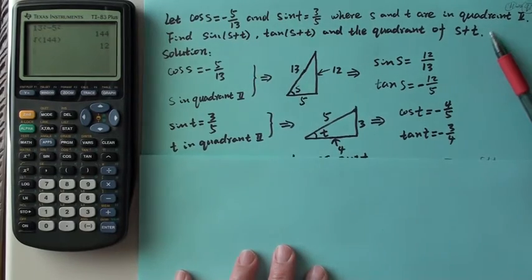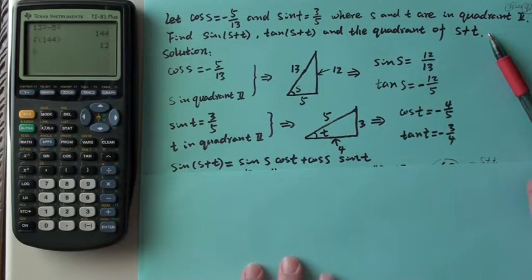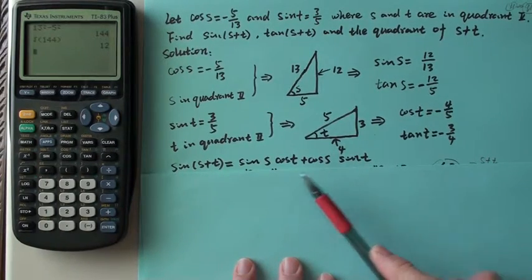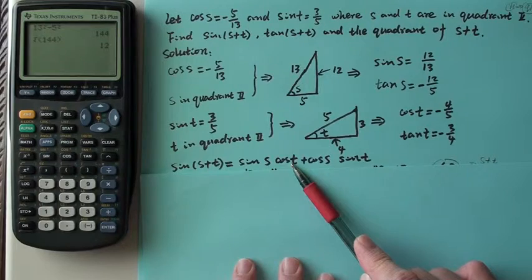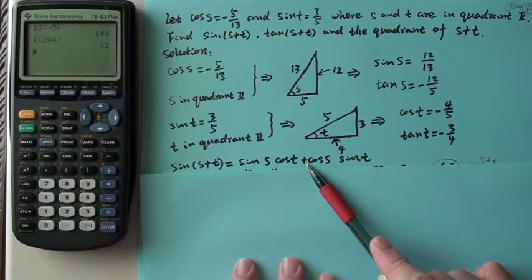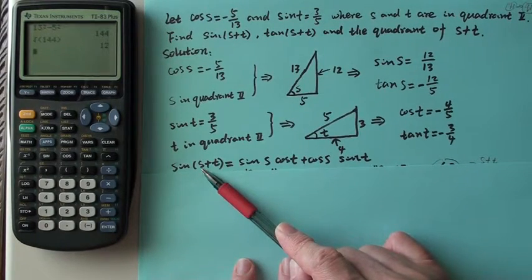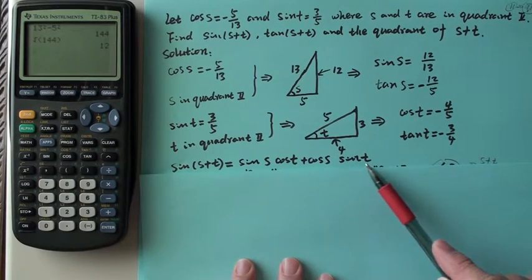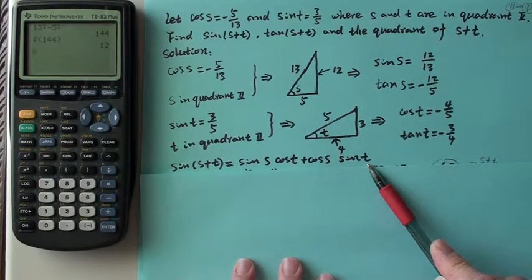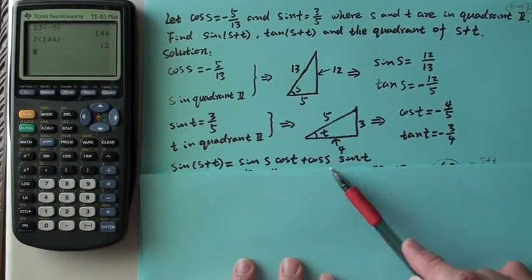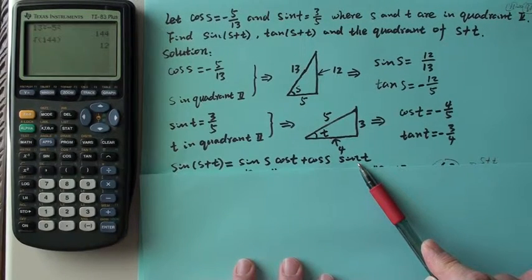Sine of s plus t: this is the formula you've got to remember. For me, it is sine, cosine, cosine, sine. Here is plus, here is plus. And then first angle s, first angle s, second angle t, second angle t. That's the way I remember the formula. So you want to try sine, cosine, cosine, sine. You want to read this many times to help you remember.